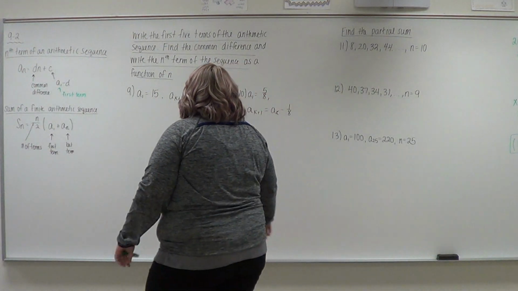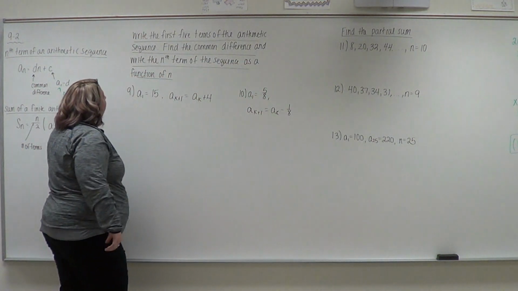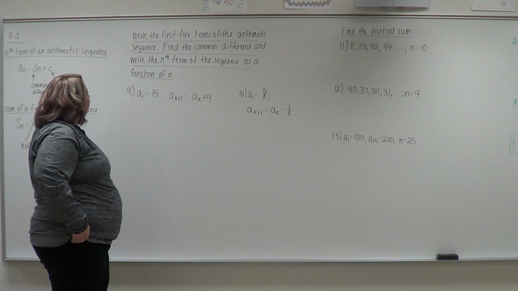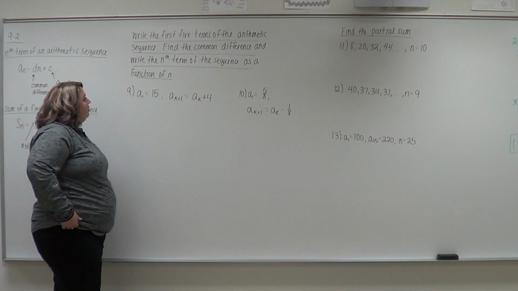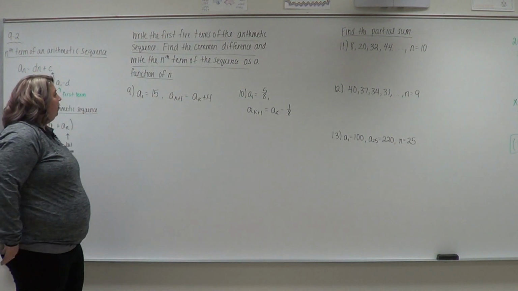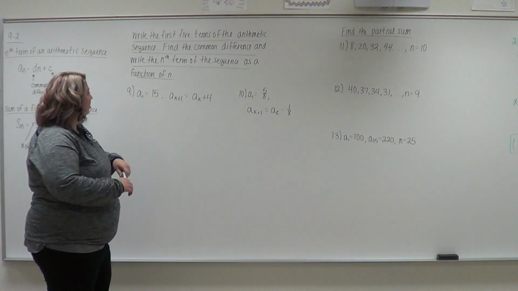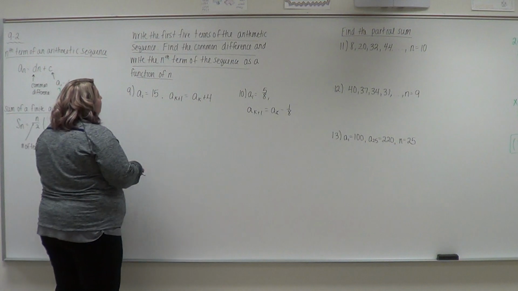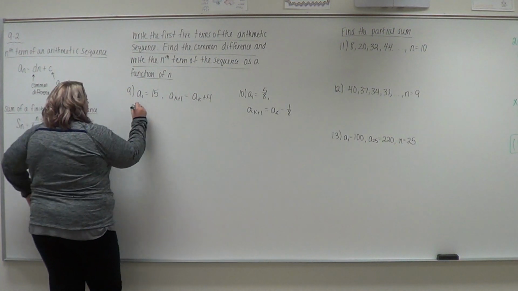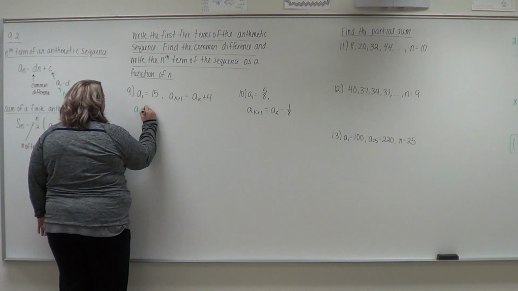Okay, so the first part says write the first 5 terms of the arithmetic sequence, find the common difference, and then write the nth term of the sequence as a function of n. Anytime you see a sub k plus 1, these are the ones that are defined recursively. So the first thing says find the first 5 terms. I know my first term is 15.